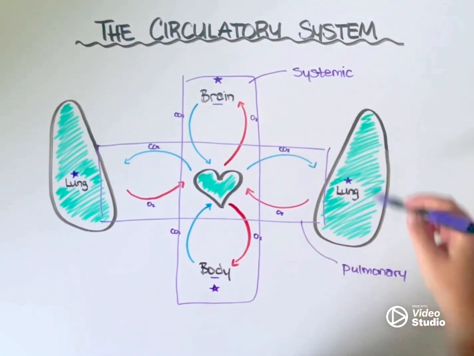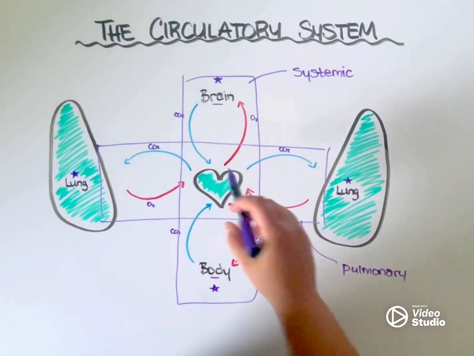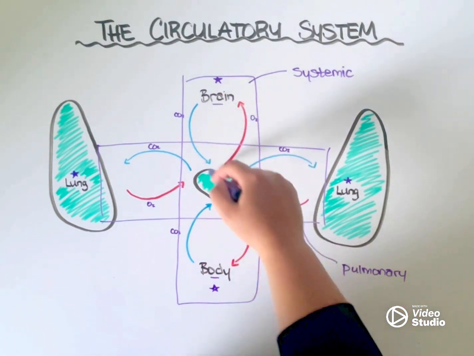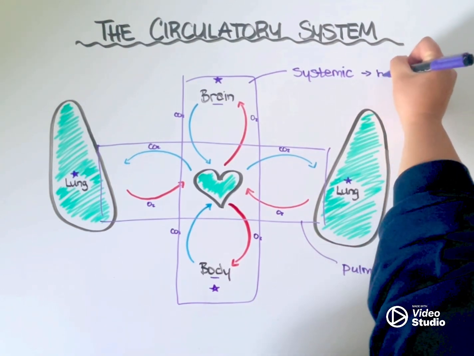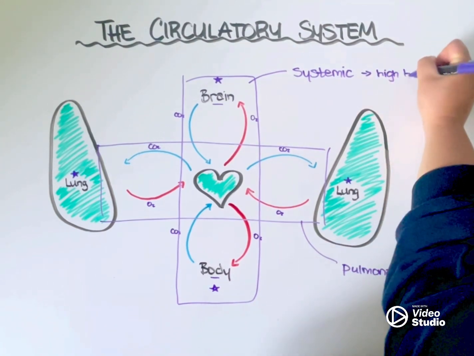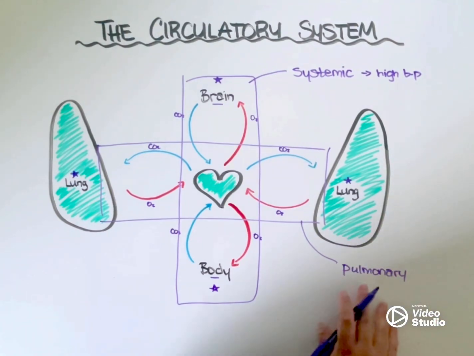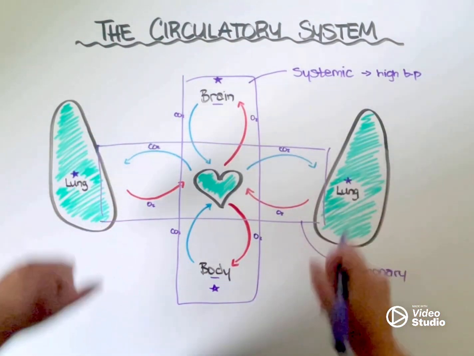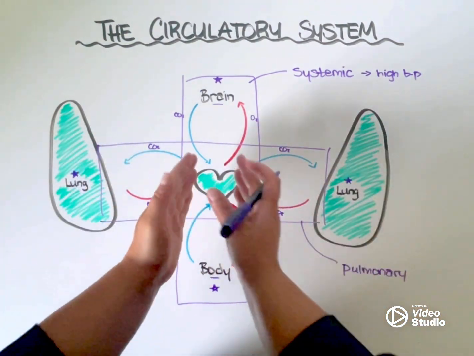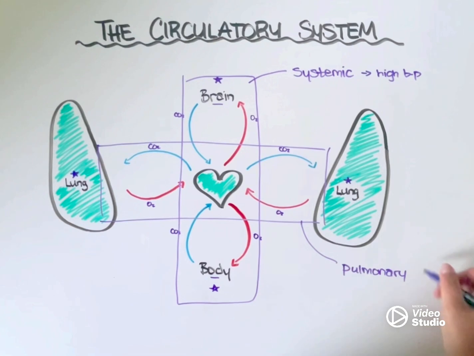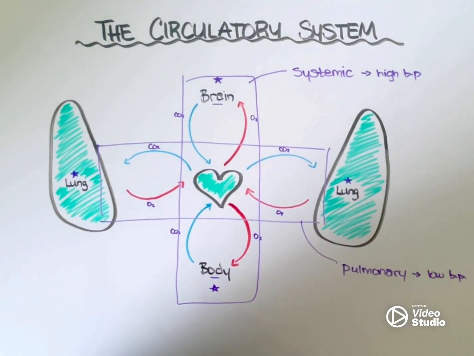And there are a couple of key differences between these two pathways that we should be aware of. Since the systemic blood vessels need to move blood a lot further, it tends to have a higher blood pressure compared to the blood vessels of the pulmonary pathway. Since those blood vessels aren't actually moving blood that far, I mean, think of the distance from your heart to your lungs, then they tend to have a lower blood pressure in comparison to the systemic pathway.